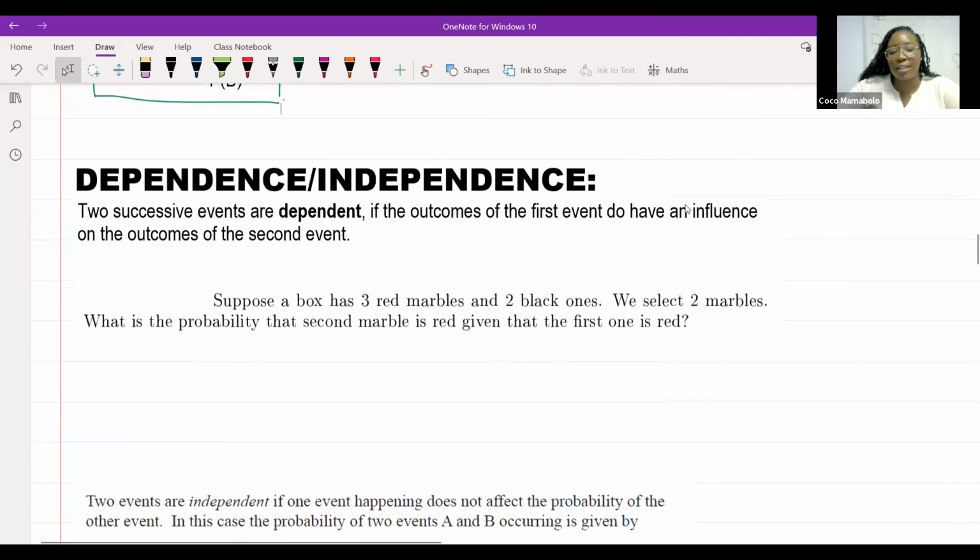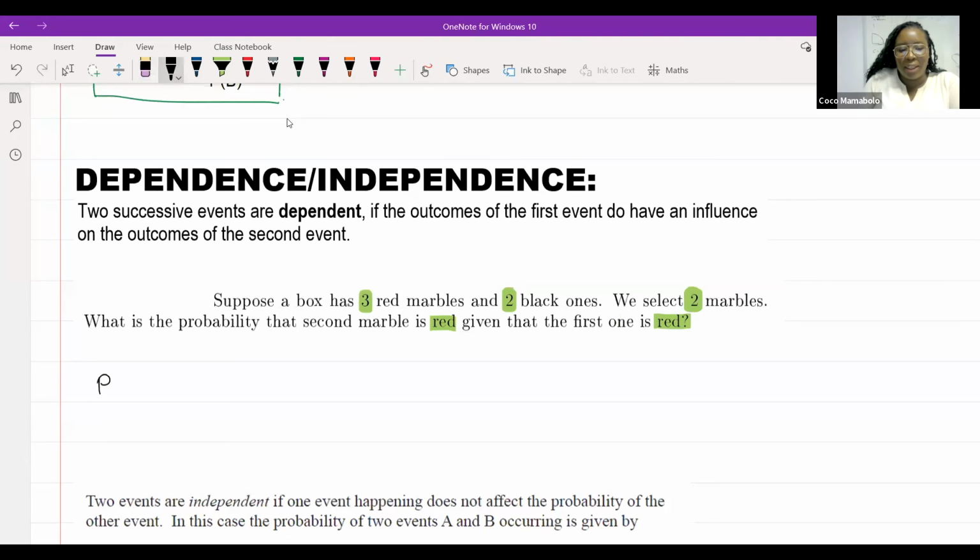Okay, let's read this example over here. This is talking about dependence and independence, right? Read the question we've got here. It says, suppose a box has 3 red marbles and 2 black ones. We select 2 marbles. What is the probability that the second marble is red, given that the first one is also red? So let's look at this probability over here.